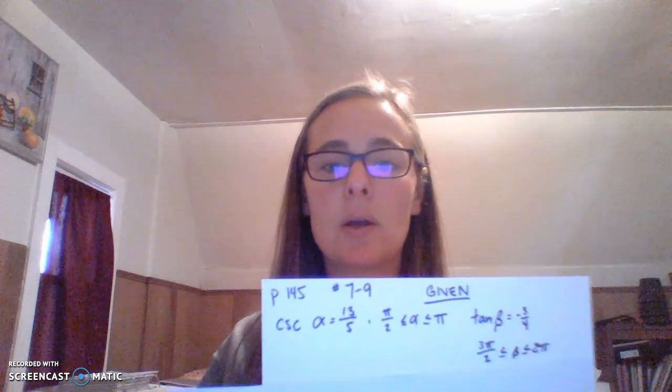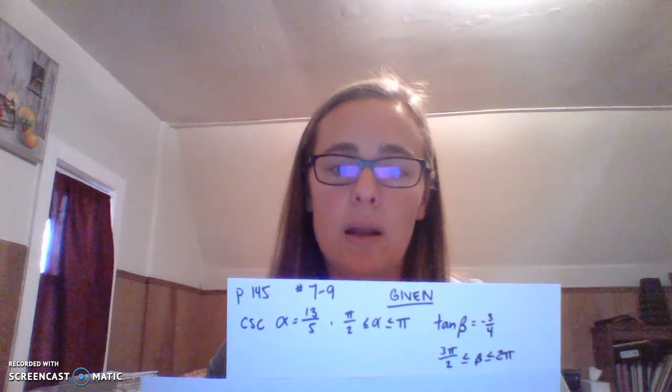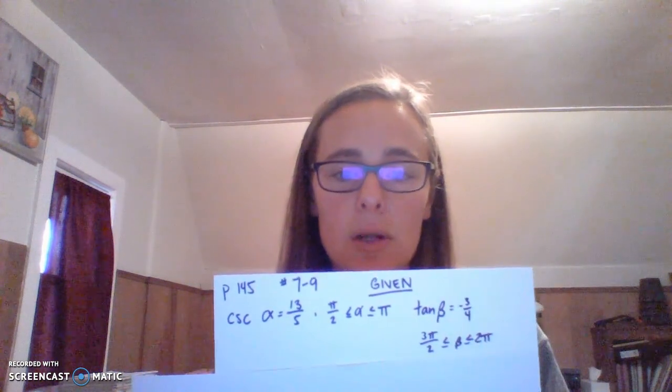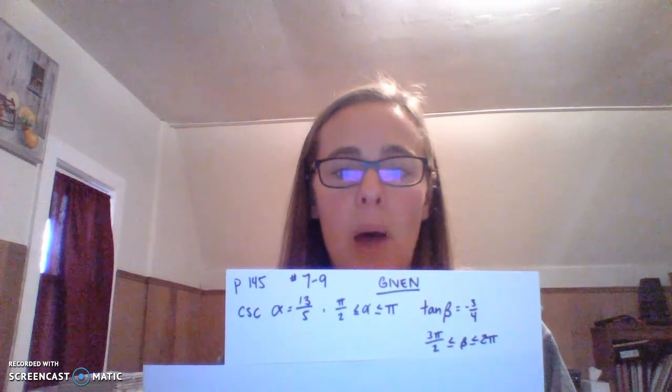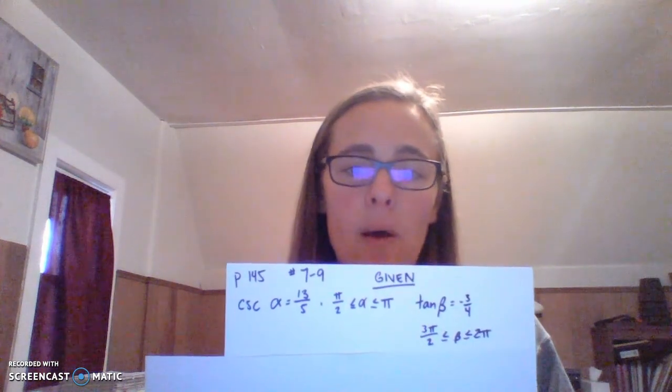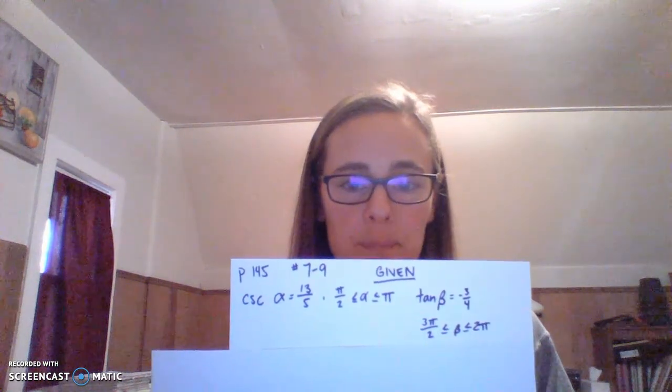We're going to start by talking about the given information that you have. We are given that the cosecant of angle alpha is 13 over 5, and that alpha is between pi over 2 and pi. So the first thing we need to think about is, where is alpha?